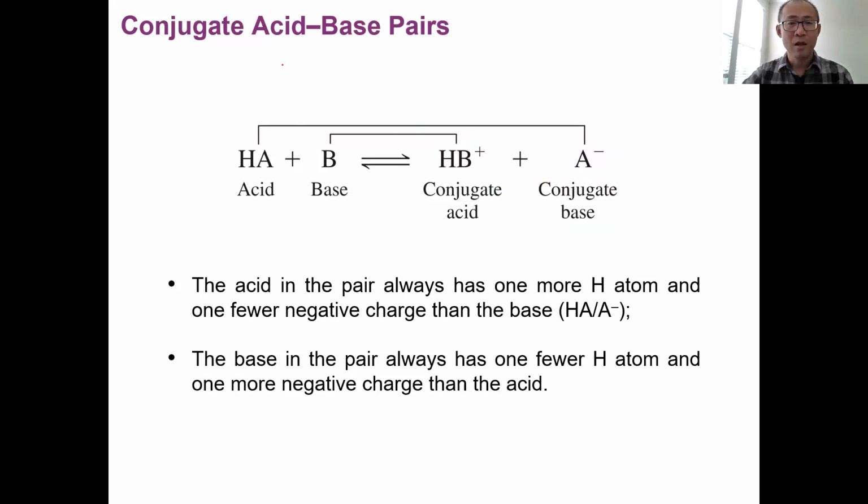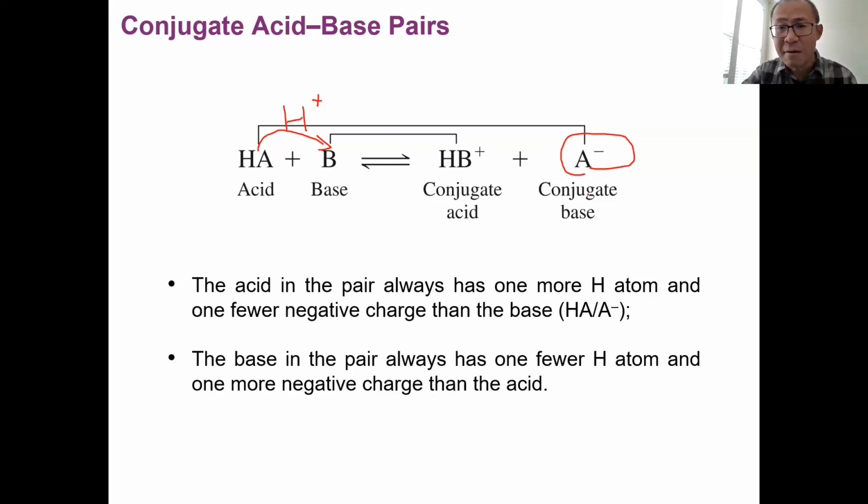I'll erase more. In this generalized reaction, the forward reaction again is the acid transferring the proton to the base. That's no problem. Acid, proton donor; base, proton acceptor. But after the acid transfers the proton to the base, the acid becomes A minus. We call that the conjugate base of the acid. It becomes the base after transferring the proton.